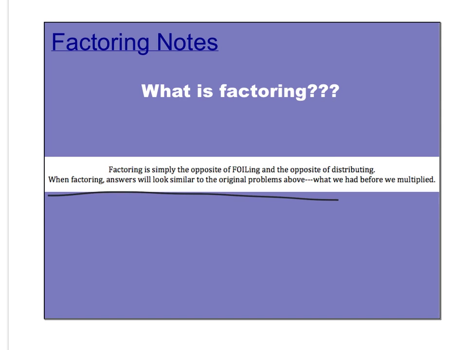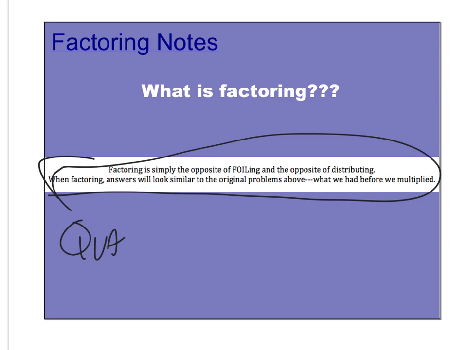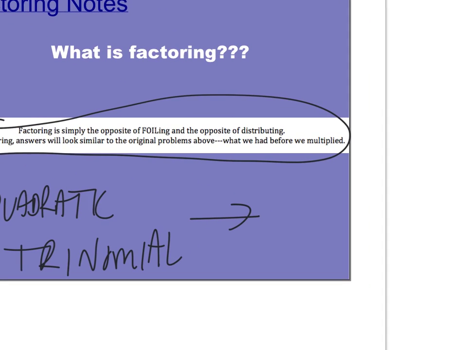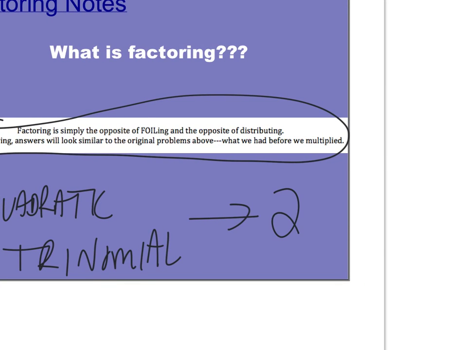So factoring basically is simple as this. It's basically unfoiling, and it's taking something complicated and breaking it down into two simpler things. So you're taking a quadratic, and most of the time it's a quadratic trinomial, and you're turning that into two binomials.